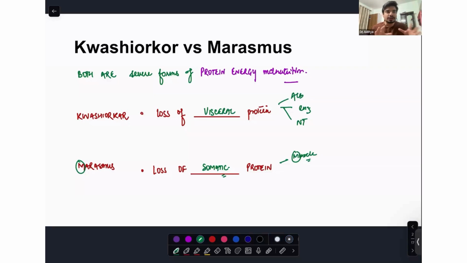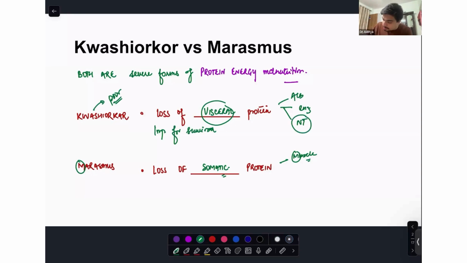You can still do with a little bit of muscle loss, right? So this visceral protein is more important for survival, which is the reason in Kwashiorkor, when there is loss of visceral protein, the survival is going to be poor. The prognosis is going to be poor, while Marasmus will have a better prognosis.